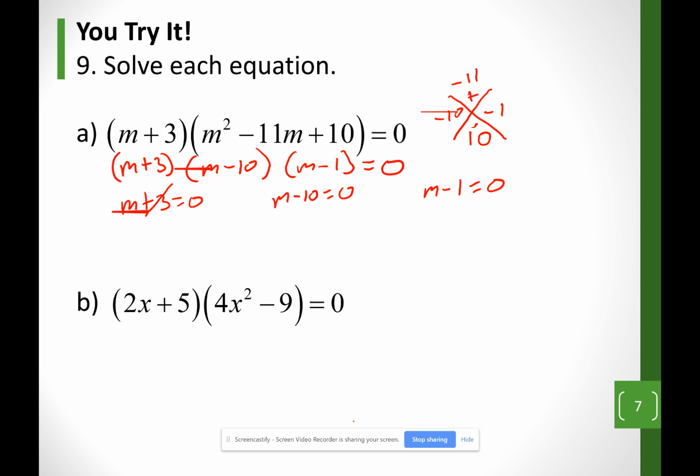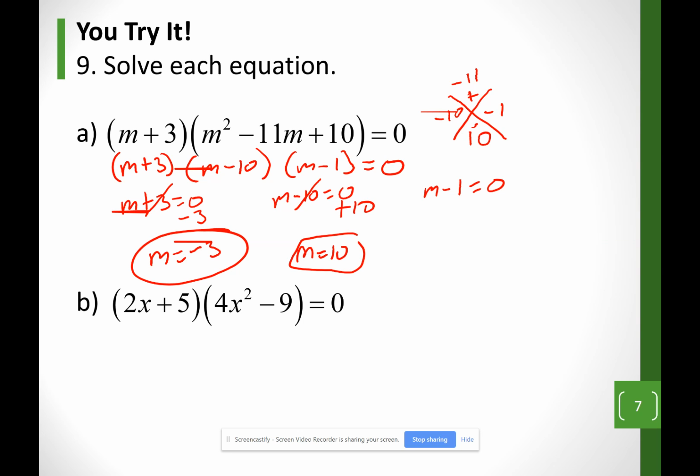So if m plus 3 equals 0, let me subtract 3. And I'm going to get that m will be equal to negative 3. For the second equation, let me add 10 to each side. And I'm going to get that m is equal to 10. And for my last equation, let me add 1. So I'm going to get that m is equal to 1.